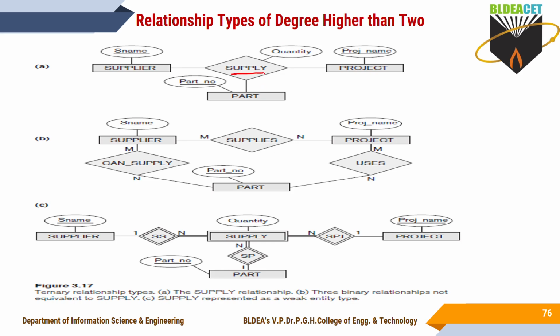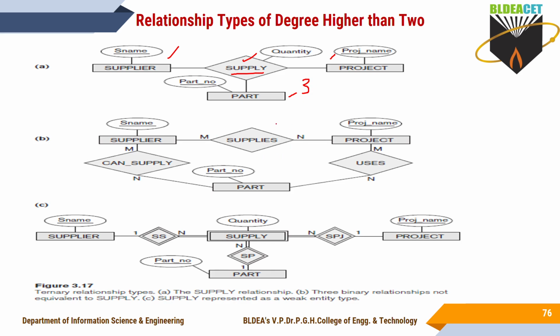Supply is the relationship type, and it relates three entity types here. One is the supplier, next is the part, and next is the project. Project name is the key attribute, supplier name is the key attribute, and part number is the key attribute. All three entity types are related with the relationship type supply. The degree of this one is 3, which is higher than 2, so we call this a ternary relationship.